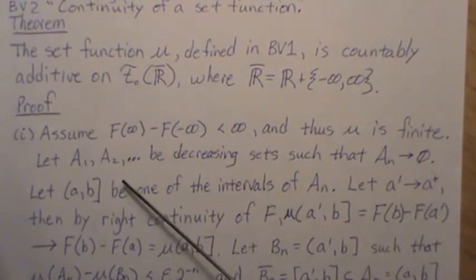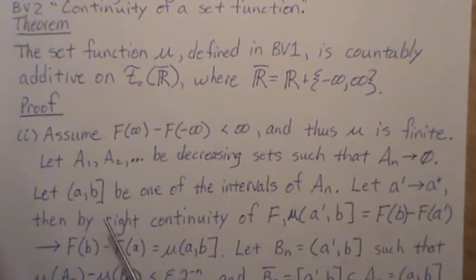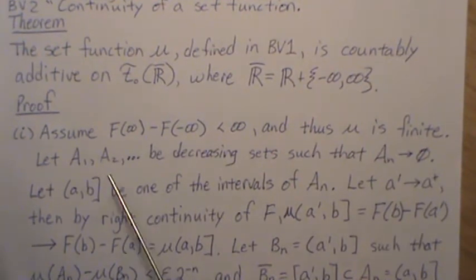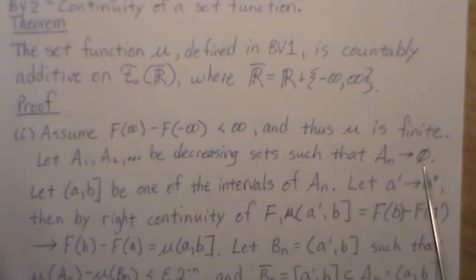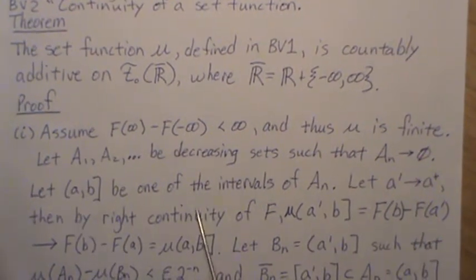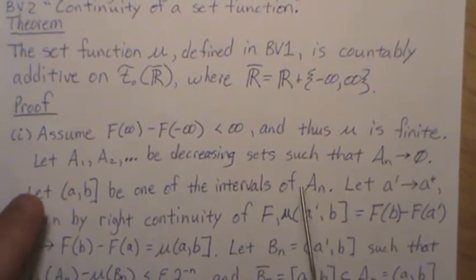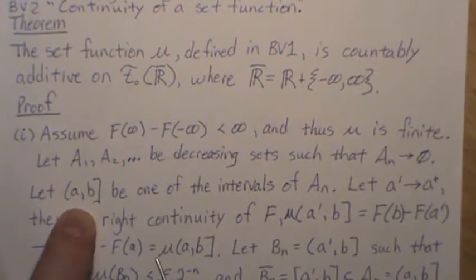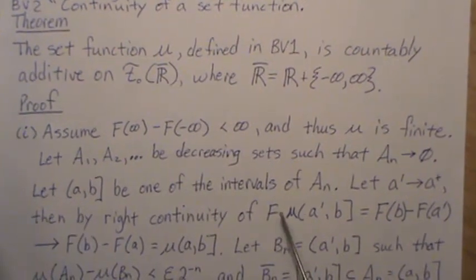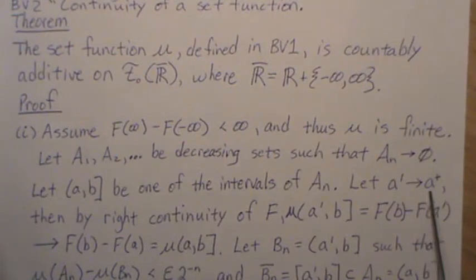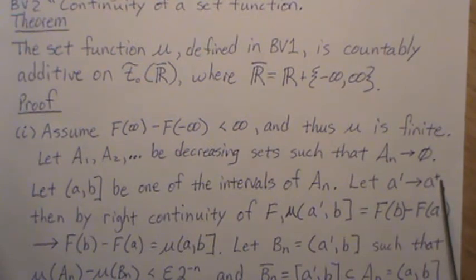So let's let A1, A2 be decreasing sets. Oh, and these are right semi-closed intervals. That's what these sets are, such that they converge to the empty set. Now let's let AB be one of the intervals. So these intervals get smaller and smaller, and we're going to pick one of them, say this one, and it's going to be one of the intervals of AN. Now let's let A prime converge to A from the positive side.